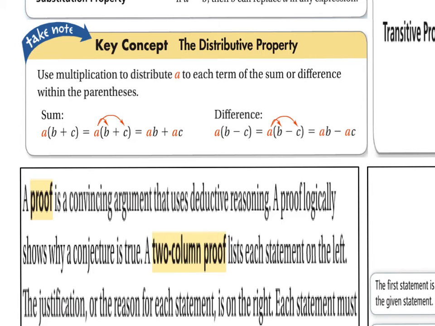We can go backwards as well, so I could start with this and end with that. That's still the distributive property. Okay, that's another property that's important that you're going to look at.